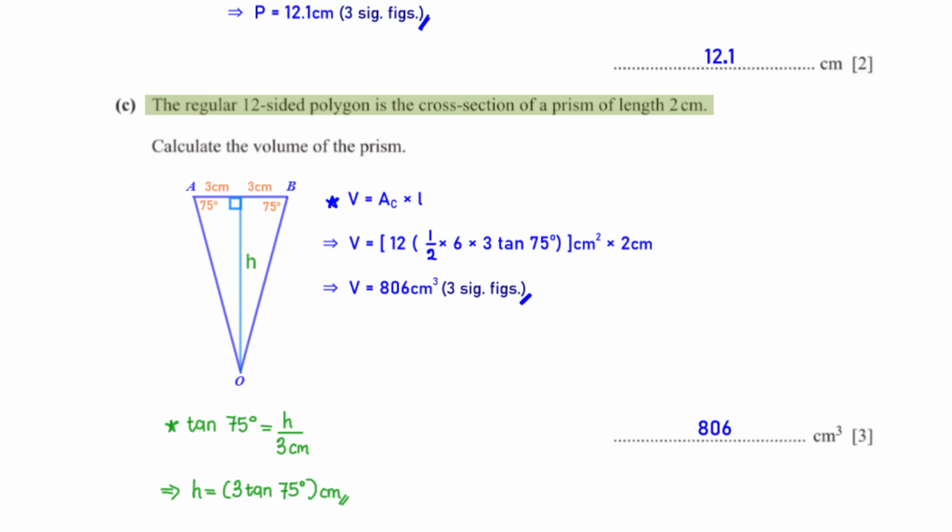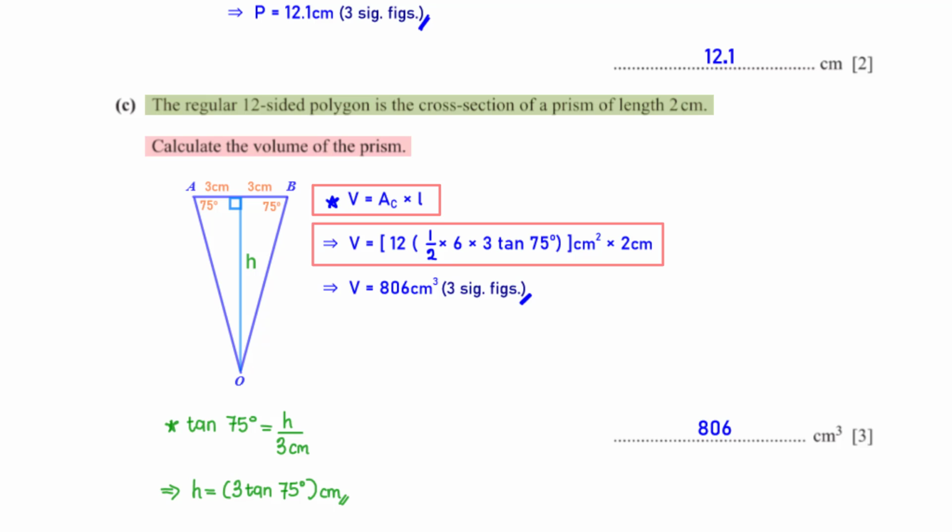The regular 12-sided polygon is the cross-section of a prism of length 2 centimeters. Calculate the volume of the prism. Here is the formula for the volume of a prism. In this case, the length of the prism is 2 centimeters, and the cross-section of the prism is in the shape of a 12-sided polygon, whose area is 12 times the area of triangle AOB. The area of triangle AOB is half base times height, where the base is 6 centimeters.